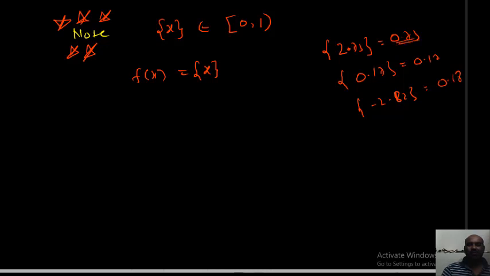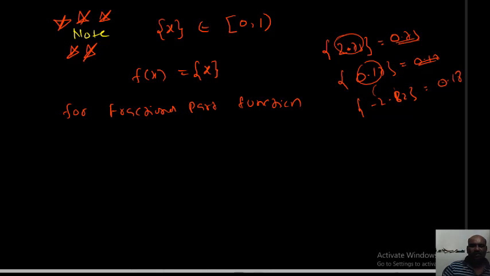So what outputs are you getting? You are getting outputs from closed 0 to open 1 only. That's why the range is closed 0 to open 1. And what is the input? The input is any real number. So for the fractional part function, what is the domain? The domain is all real numbers, but the range is closed 0 to open 1.